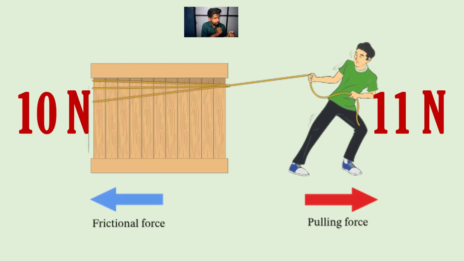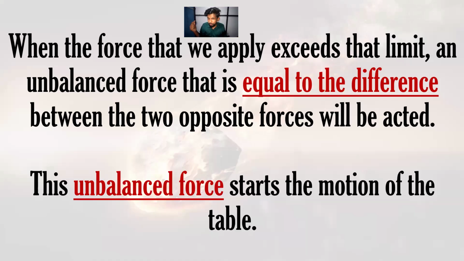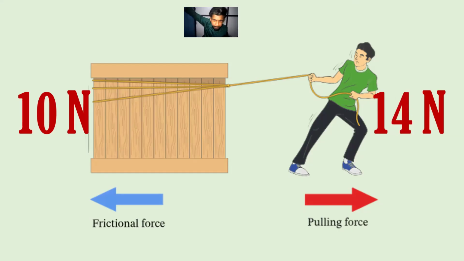So now what will happen? If I am applying 11 Newton, now the object will start to move. They will move because we are applying 11 here. Frictional force is 10, because we have won the match. So the object will move. 12, 13, 14, and so on, the object will start to move. Now, you want to get the idea.